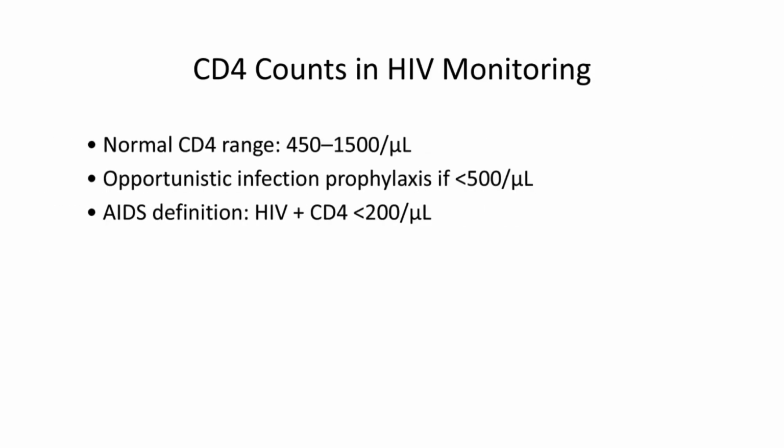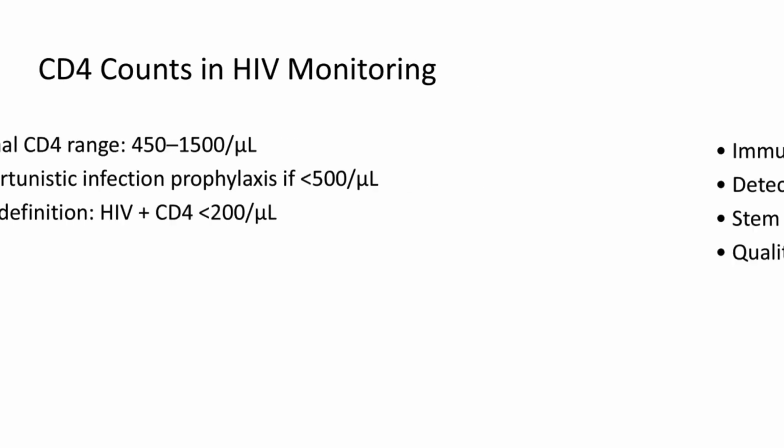In HIV monitoring, CD4 counts are critical. A normal CD4 count ranges from about 450 to 1500 per microliter. When counts fall below 500, prophylaxis for opportunistic infections may be considered. AIDS is clinically defined as HIV infection with CD4 counts below 200 per microliter.